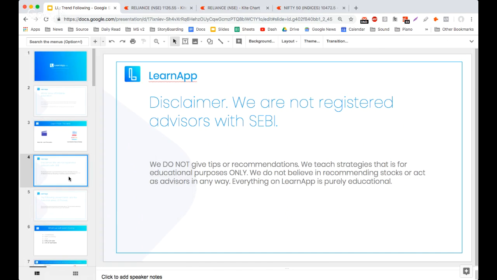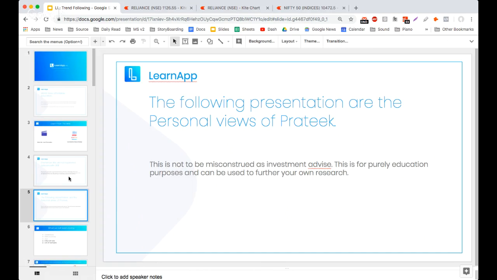All right. Now, before I begin, I have to show you this slide. We are not registered advisors with SEBI. So everything we give is purely educational and to further your research. We do not give any tips or recommendations. We only teach some basic stuff that you can build upon, right? Another thing is the presentation that you're about to see now is my personal views. These are my personal views. So this is not investment advice, right? Whatever I've learned over the last 12 years, I've tried to simplify into this simple 4-part system. So anyone, whether you're a beginner or advanced, you'll be able to apply. Does that make sense? Yes?